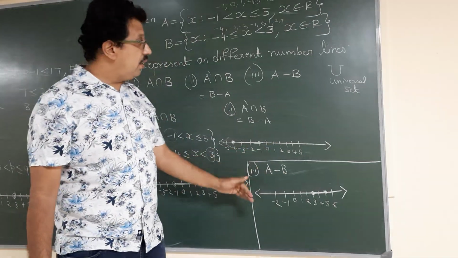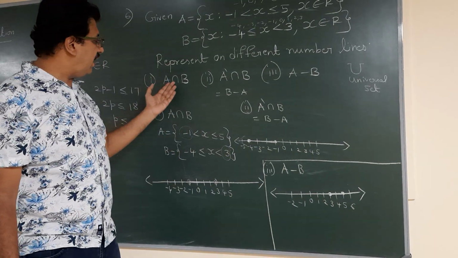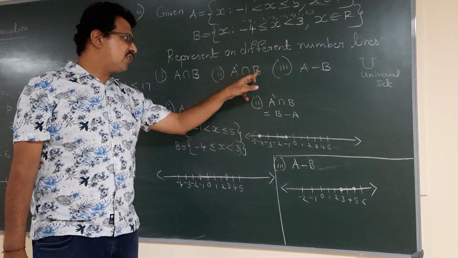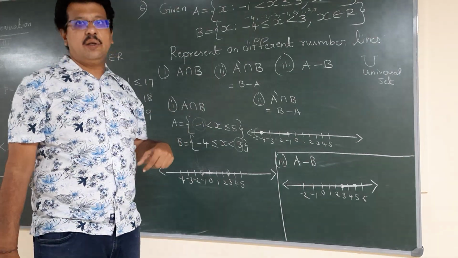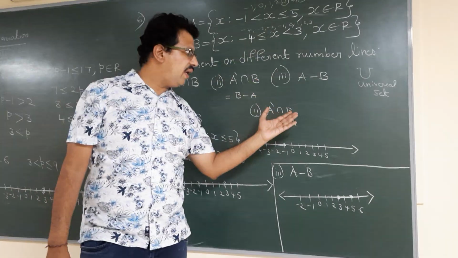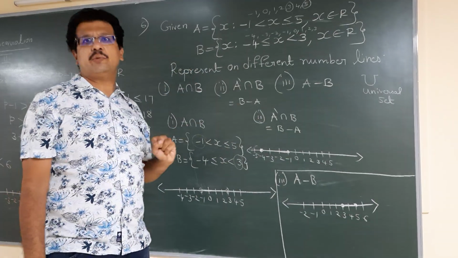So this is how you have to solve these 3 different types. One is A intersection B, the common elements. A complement intersection B means elements which are present in B but not present in A. And then the third one is A minus B, elements which are present in A but not present in B. So I have solved all the 3 types, children.